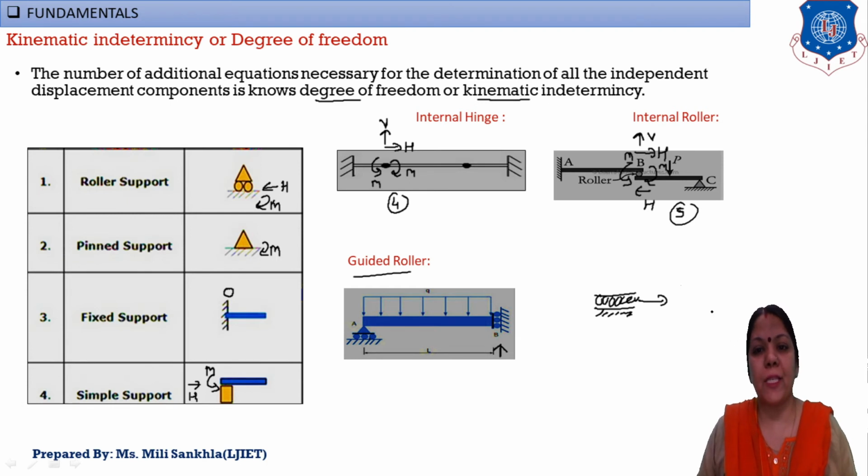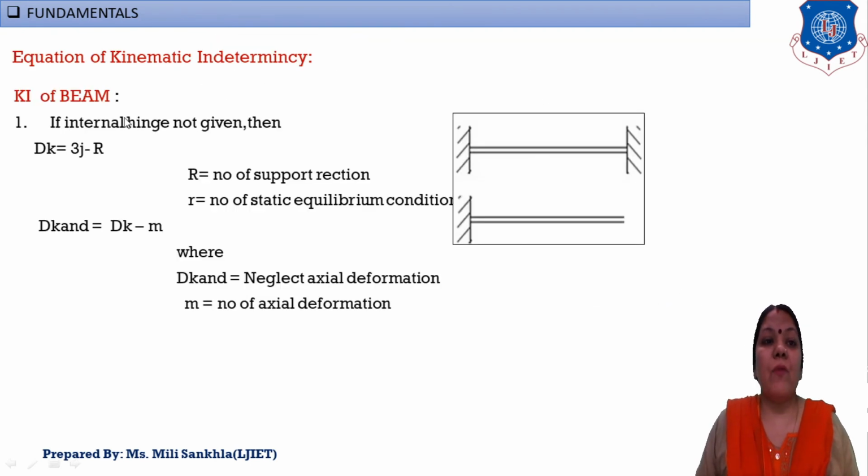Now next, the equation of kinematic indeterminacy. The first equation is KI of beam. The notation of this KI is equal to DK. Again the condition is the same.